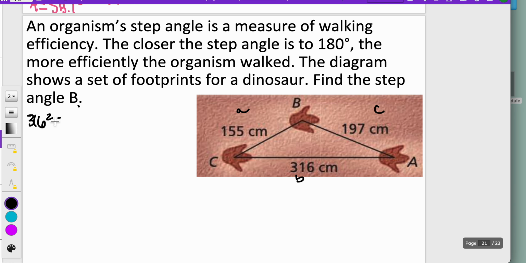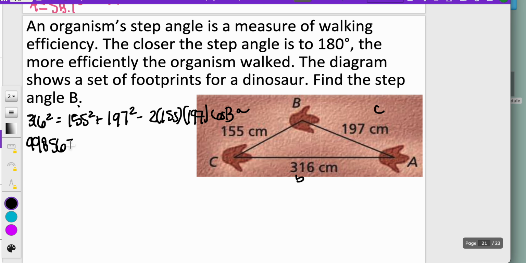Here is B, this one is A, and this one is C. So 316 squared is equal to 155 squared plus 197 squared minus 2 times 155, 197 to find the cosine of B. Big old numbers. 99,856 is equal to 24,025 plus 38,809 minus 61,070 cosine of B.